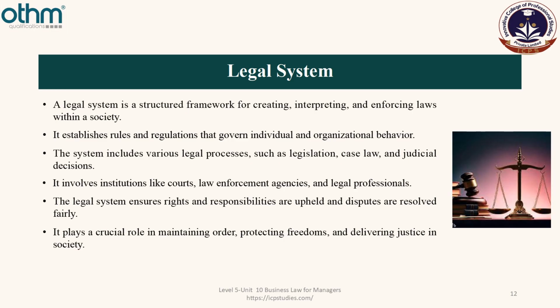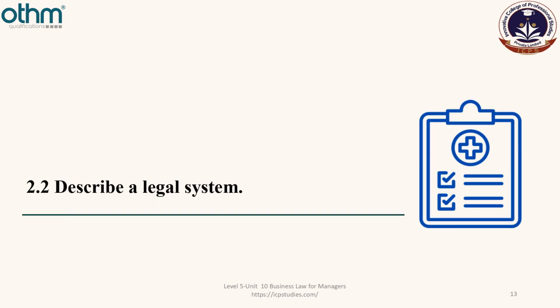The system includes various legal processes such as legislation, case law, and judicial decisions. It involves institutions like courts, enforcement agencies, and legal professionals. The legal system ensures rights and responsibilities are upheld and disputes are resolved fairly, and it also plays a crucial role to maintain order, to protect freedom, and to deliver justice in society. Then we have the second assessment criterion, in which we describe a legal system.